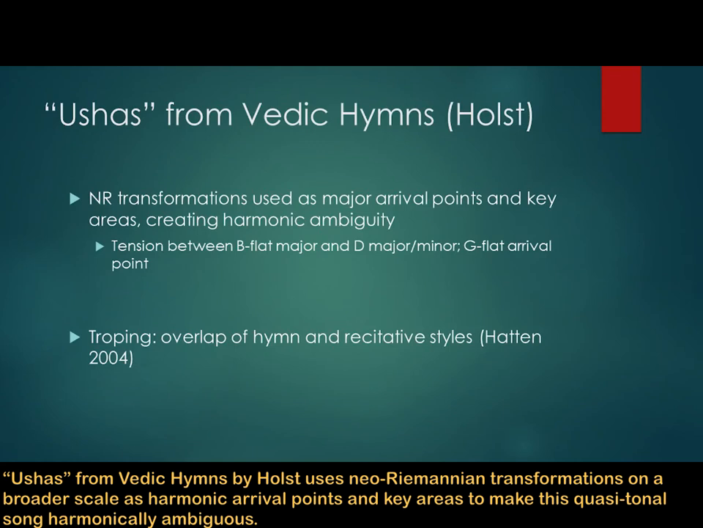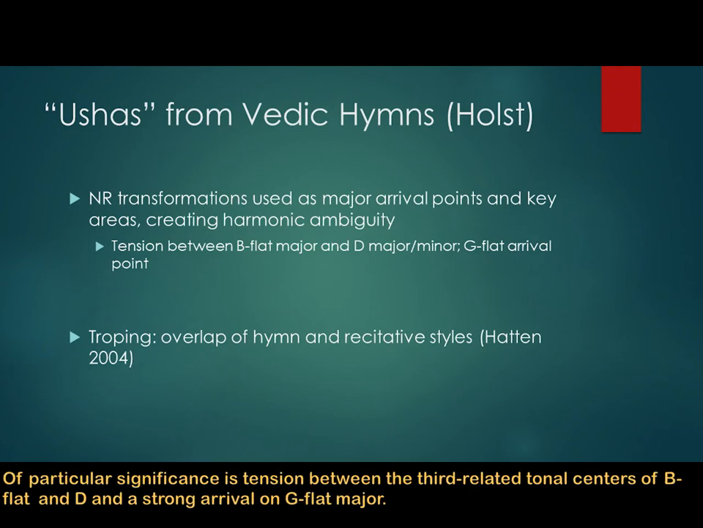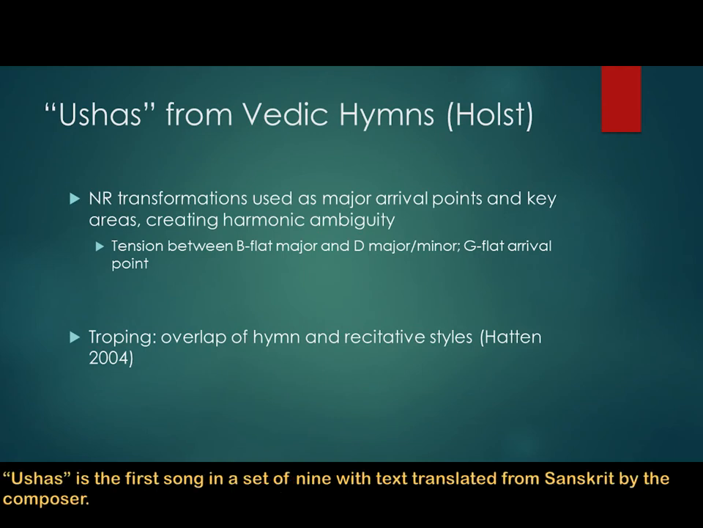Holst's Ahalya from Vedic hymns uses Neo-Riemannian transformations on a broader scale as harmonic arrival points and key areas to make this quasi-tonal song harmonically ambiguous. Of particular significance is tension between the third related tonal centers of B-flat and D, and a strong arrival on G-flat major. It is the first song in a set of 9 with text translated from Sanskrit by the composer.